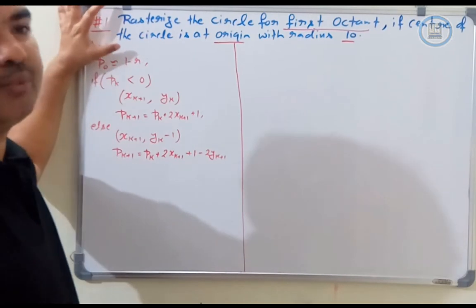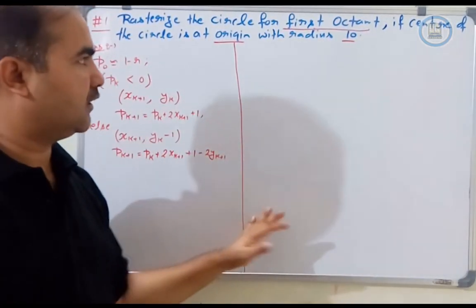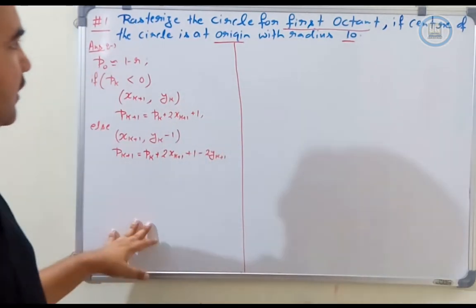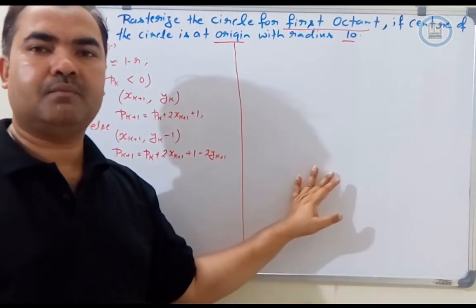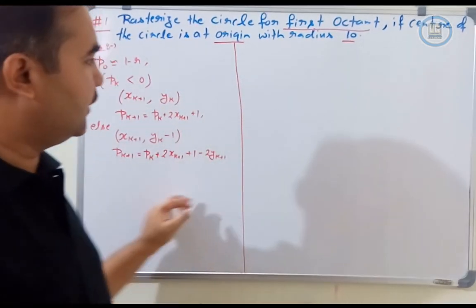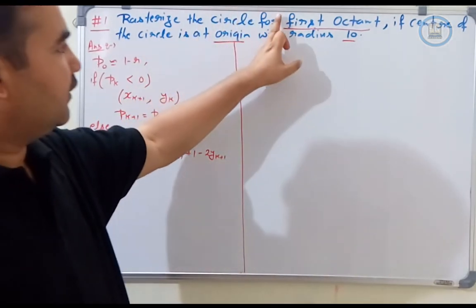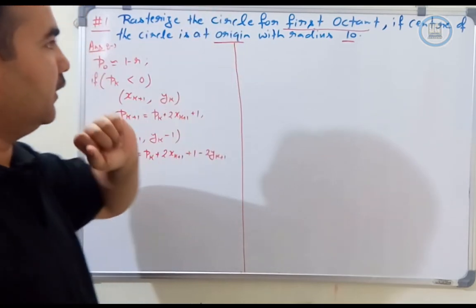This is the simplest problem for the circle generation algorithm. We have more complex problems for the circle generation algorithm, and we will discuss them in further sessions, because it is not possible to cover all the problems within one session. So what is given to us is that we have to calculate only for the first octant.